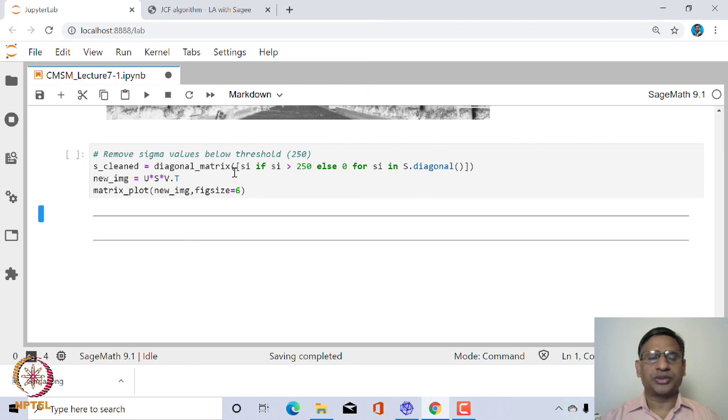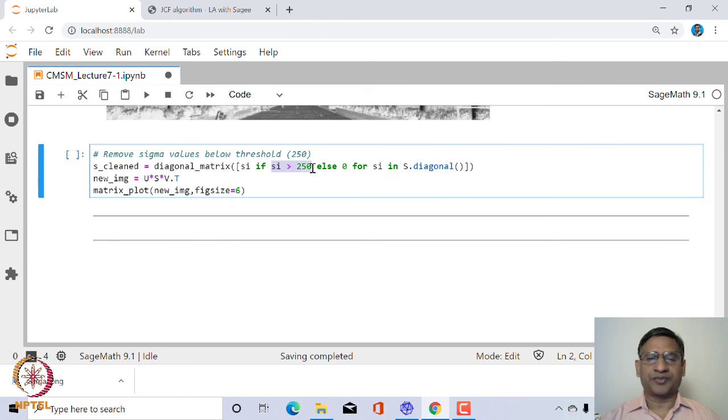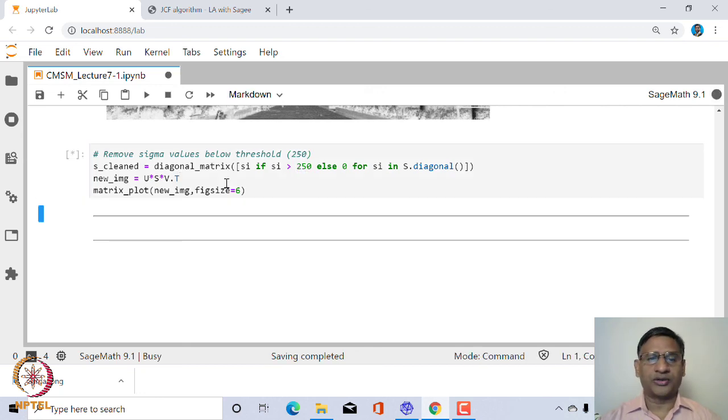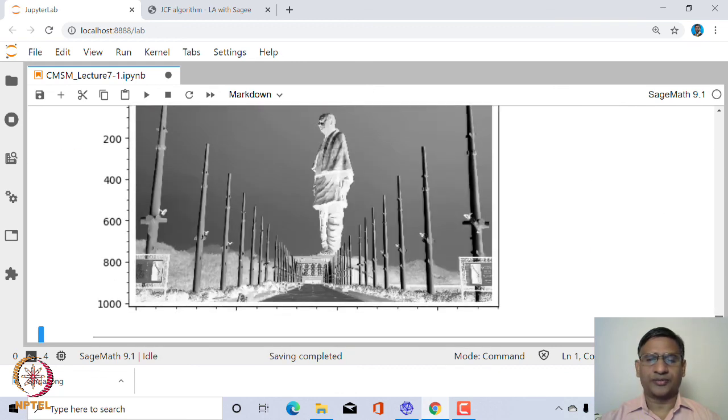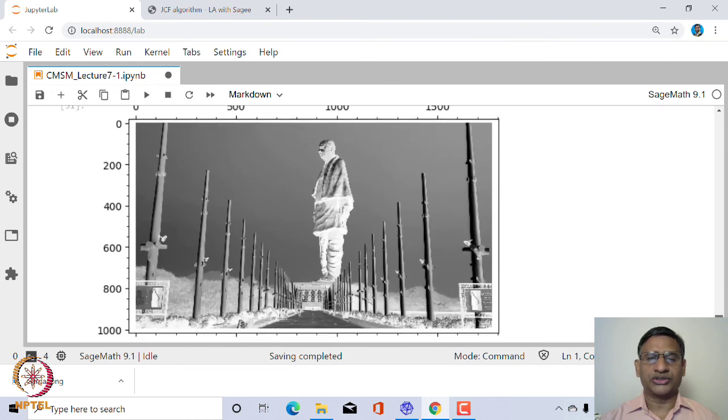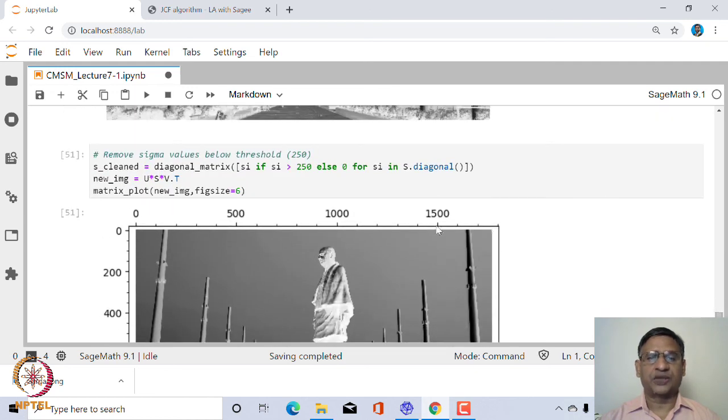You can also just ignore all the diagonal entries in sigma which are less than 250, and that is what we call denoising this matrix. So you take some threshold value and get rid of those diagonal entries, and then in this case if you plot this graph, it is again quite good compared to the original one. So this is another way of denoising a matrix.